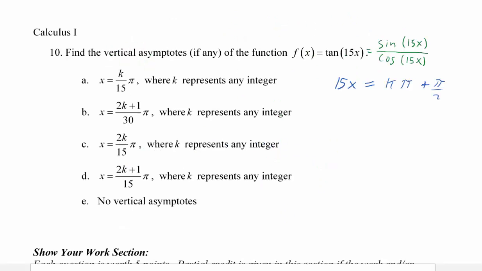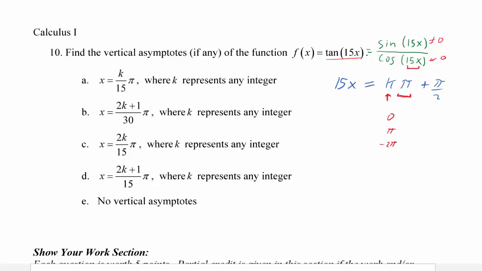We want to find the vertical asymptotes of the function tangent of 15x, which is the same as sine of 15x over cosine of 15x. We're going to have a vertical asymptote whenever the denominator equals 0 and the numerator is not equal to 0. Cosine of something is equal to 0 at pi over 2, 3 pi over 2. Basically, the spacing of the vertical asymptotes is pi apart. We're going to multiply integers by pi. So 0 pi, 1 pi, -2 pi.